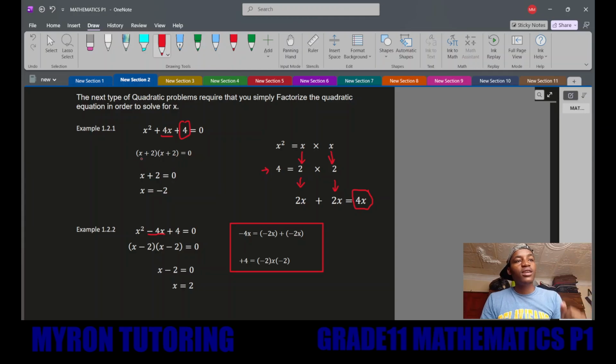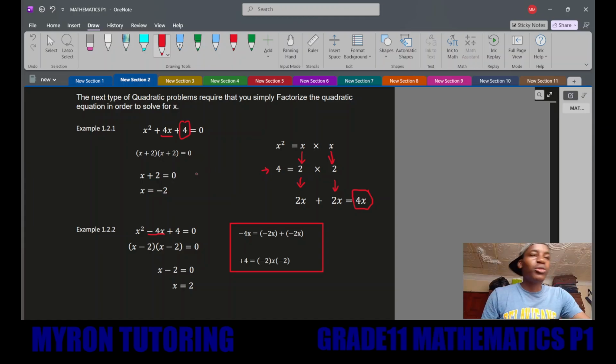Because we are going to open a bracket. x squared, when we put a square root on x squared, is x times x. x times x is x squared. And when we multiply 2 and x, it will give us 2x. When we multiply x and 2, it will give us 2x. 2x plus 2x, that's 4x. 2 times 2, that's 4. That means we have successfully factorized the equation.